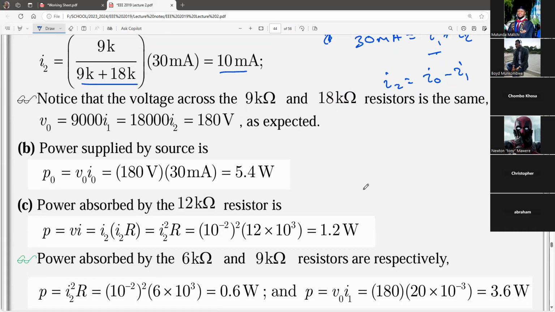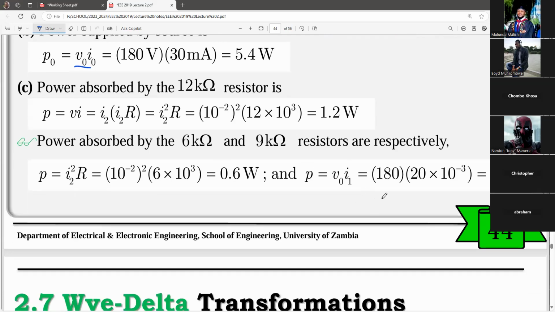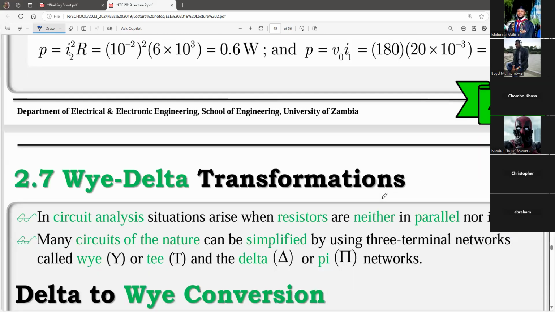So the power that is supplied by the current source is given by this, because we know that the current source, the 9K and the 18K are all connected in parallel, all the three. So V0 is the voltage across the current source, the voltage across the 9K, and the voltage across the 18K. Okay, so they have the same voltage. So you see that the voltage here is the same for all of them. And once we have that, you can quickly determine the power that is supplied by each one of them.